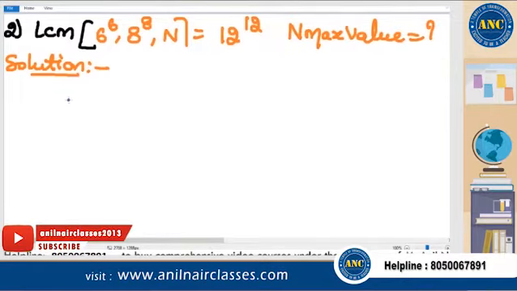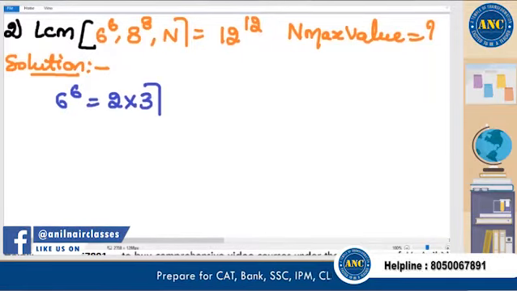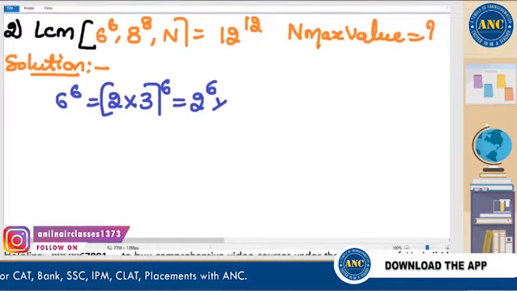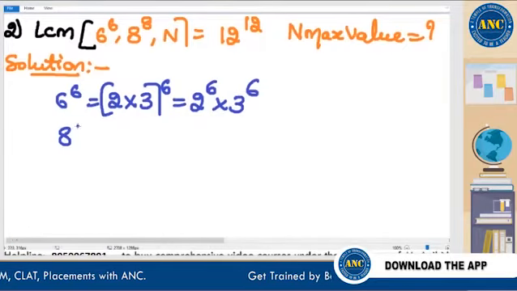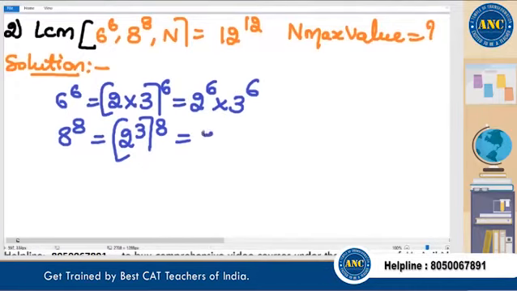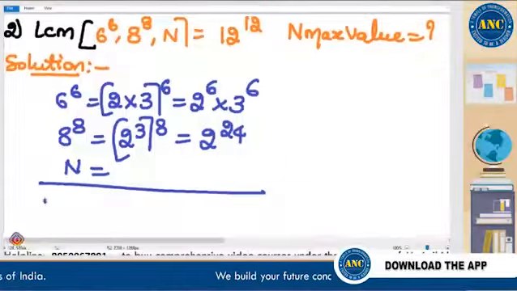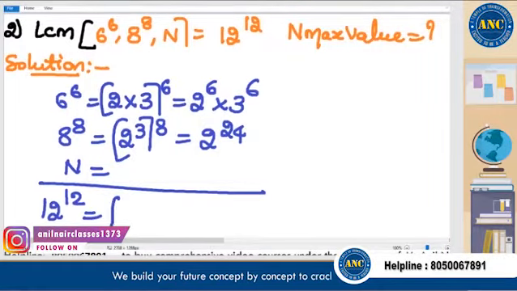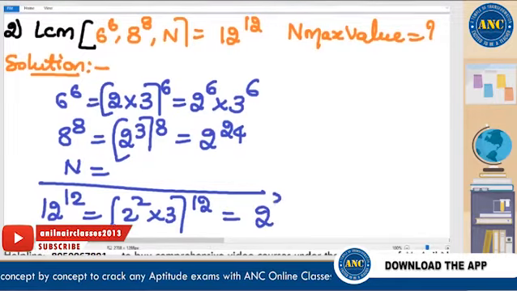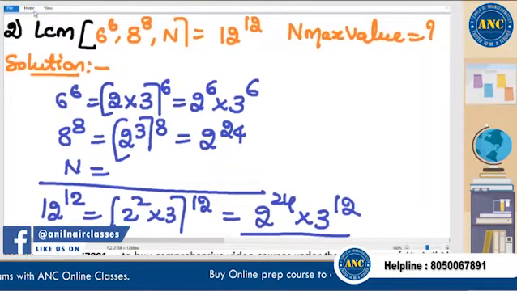LCM of 6 power 6, 8 power 8, comma n. 6 power 6 is nothing but 2 power 6 into 3 power 6. 8 power 8 is nothing but 2 power 3, power 8, which is 2 power 24. N we don't know, but we know that the LCM is 12 power 12. 12 is nothing but 2 square into 3, power 12, which is 2 power 24 into 3 power 12.